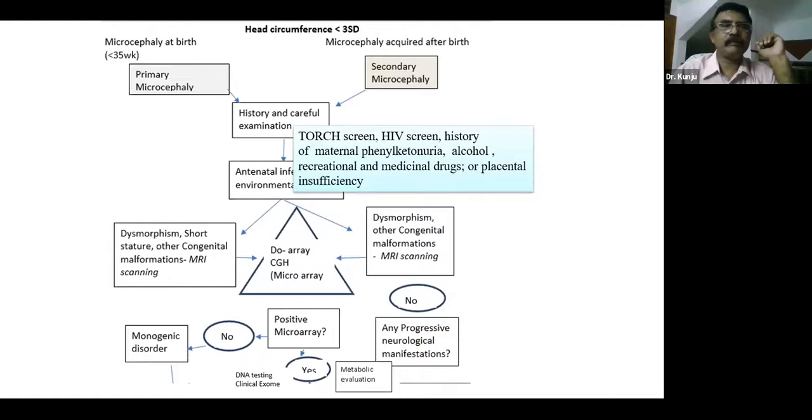And look for dysmorphism so that syndromic microcephaly can be identified, and short stature. Then always MRI will be helpful. MRI will give you the diagnosis, but investigations like TORCH screening, HIV screening, etc. are very, very important. And if MRI is not giving a diagnosis, you can go for microarray as well as DNA clinical exome testing, which may also have to be done whenever you are planning for genetic counseling. I think I'll stop here.